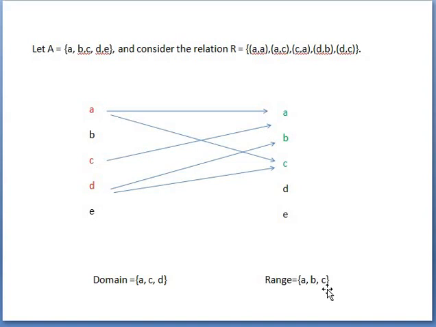So in this class, what have we done? First of all, we have done the definition of relation. Next, we have done some examples of relation. Next, the pictorial representation of a relation, and what domain and range are in a relation. So this is all for today's class.